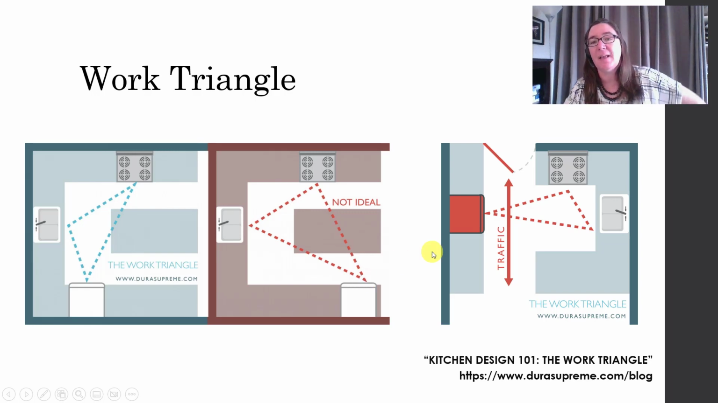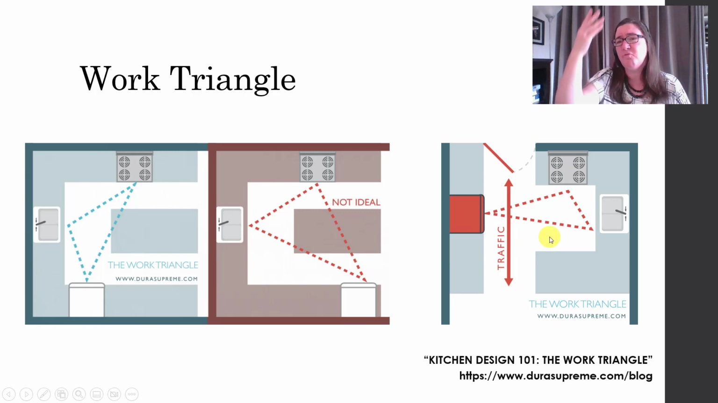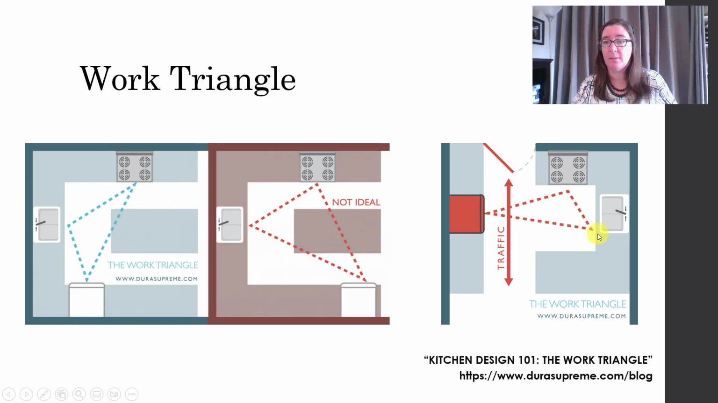On the right-hand side, we have an illustration of what I meant when I said try not to route household traffic through your work triangle. So here we have your main work triangle right here, and your traffic is going right through. This is going to be annoying for anybody trying to cook in the kitchen as household members go through their path.